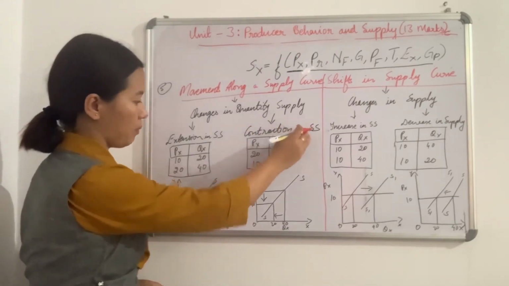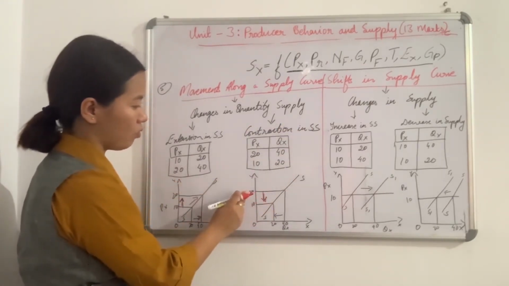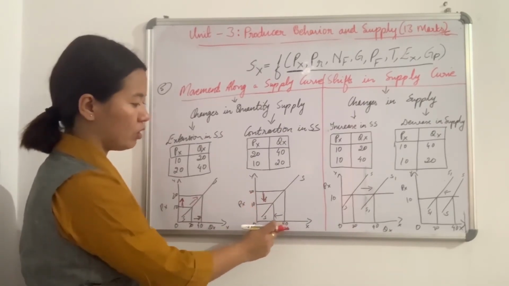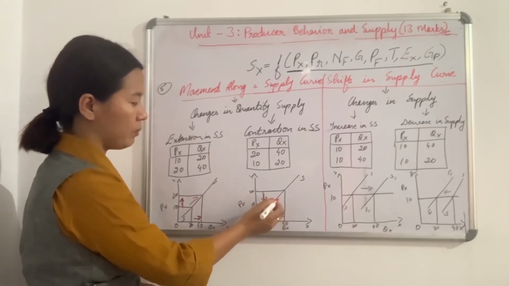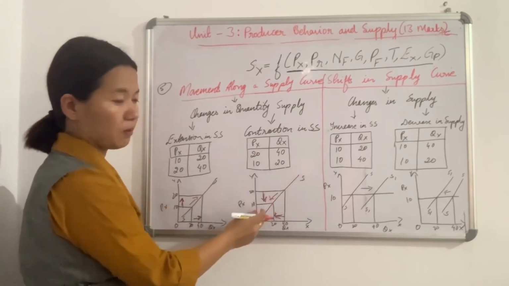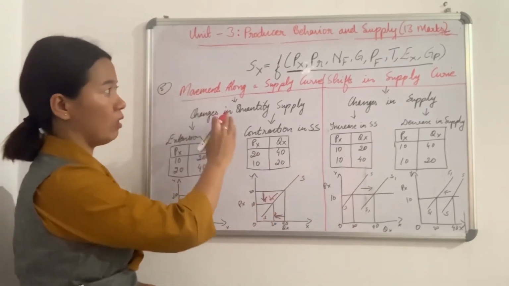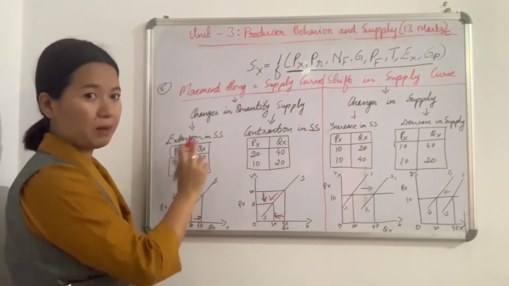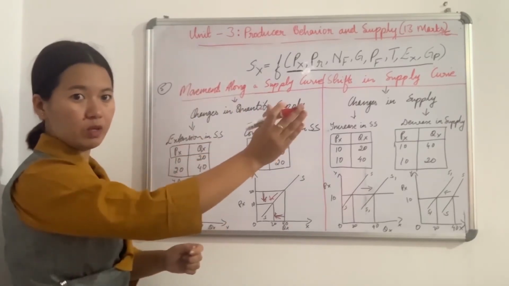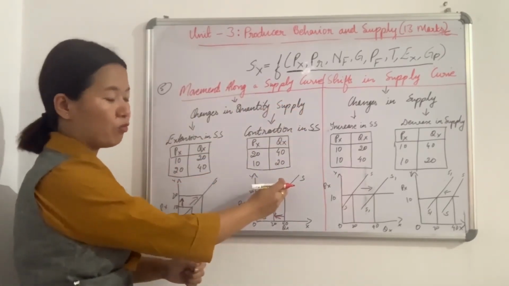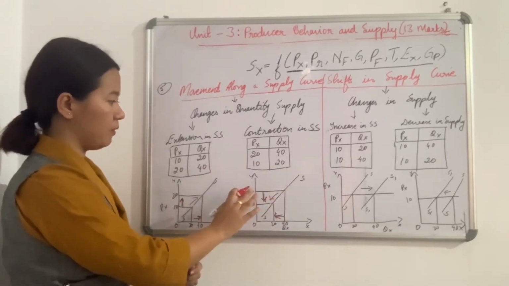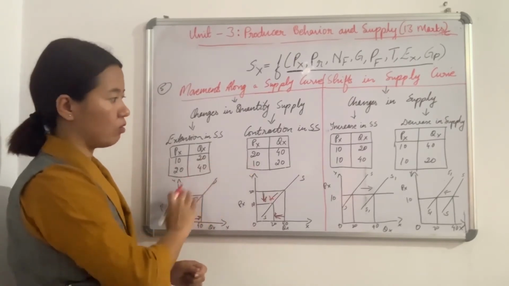And in the contraction in supply, when the price of a commodity falls from rupees 20 to rupees 10, the quantity supplied of the commodity falls from 40 units to 20 units. So what happens is there is a downward movement along a supply curve. In this movement along a supply curve, there is only one supply curve, and the movement is along that curve. Either it moves upward when there is an increase in supply, or it moves downward when there is a decrease in supply. So according to the changes in supply, the movement is upward or downward along the curve.